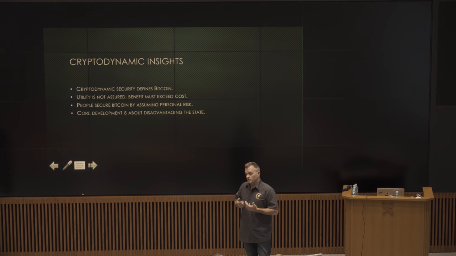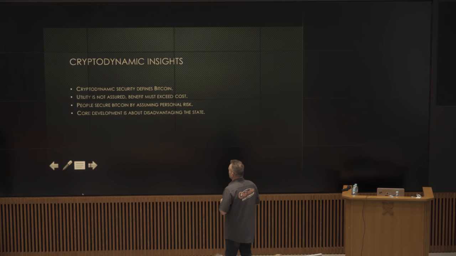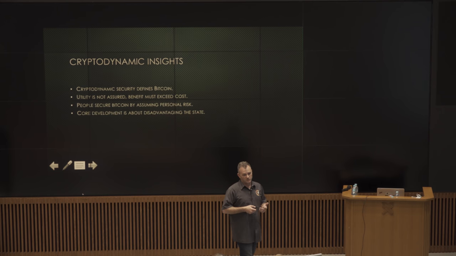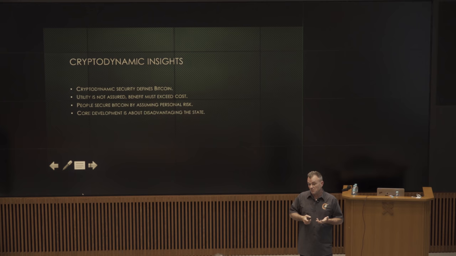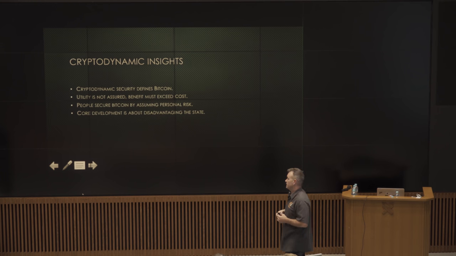Utility, which means the usefulness of the money, is not assured. It's not guaranteed because of some crypto we wrote, right? The utility is that the benefit of the money must exceed the cost of using it. So if the fees rise high enough because the censor is willing to tax enough, the money won't be useful. People will just stop using it because it's not better than the state money.